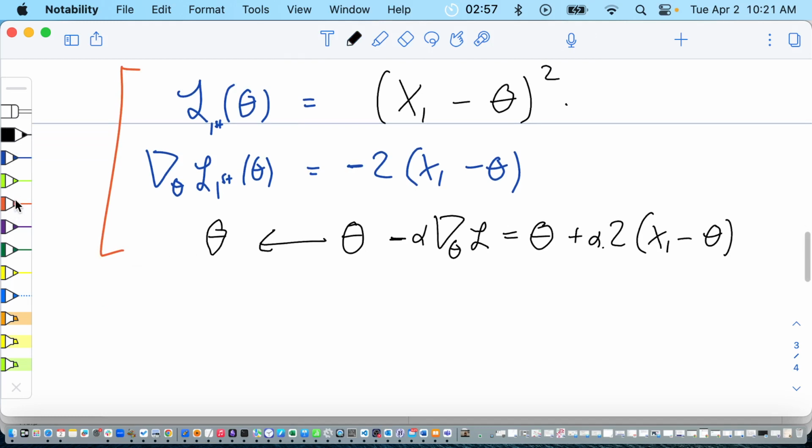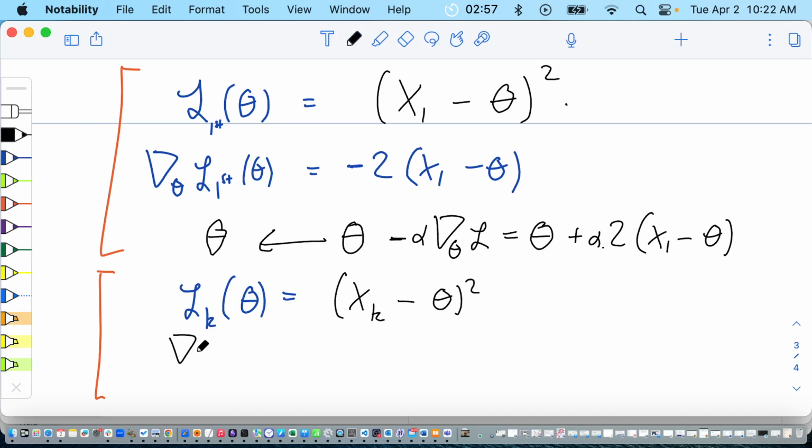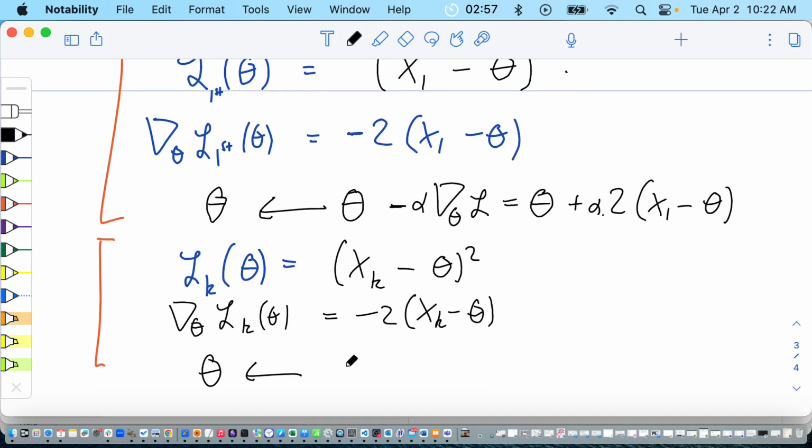In general, what are you going to have? The kth step of theta, I guess we normally just write k, is equal in the direction xk, the kth dice roll, minus theta squared. And so when we do the gradient of LK of theta, we're going to get a minus 2 xk minus theta. And then theta moves to theta minus alpha times the gradient, which is theta plus alpha times 2 xk minus theta.